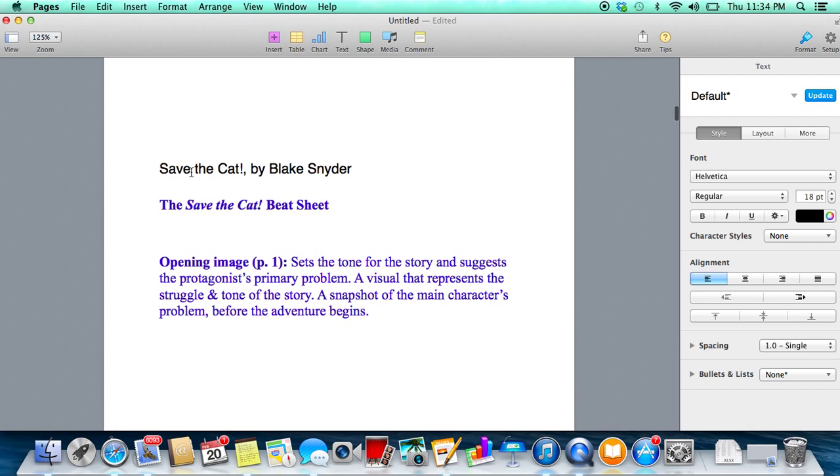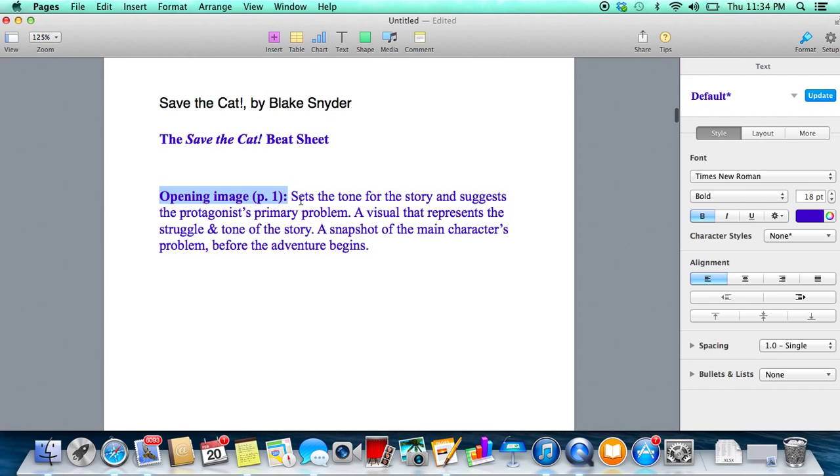Here's the title again, and the first beat here is the opening image. Now again, this is more for screenwriting, so we're adapting these beats to the novel. And so instead of an opening image where it sets the tone for the story and suggests the primary problem, we're going to come up with what I call the disturbance.